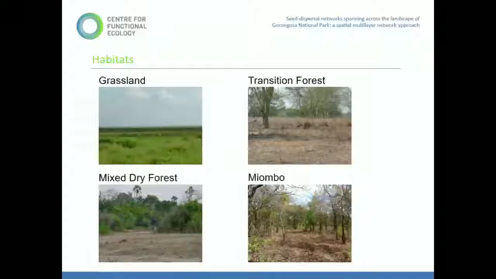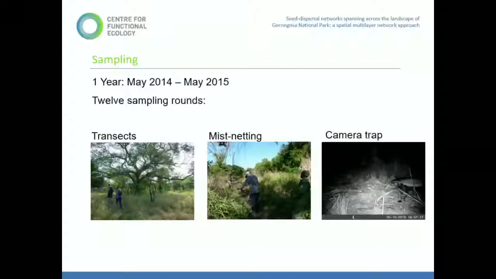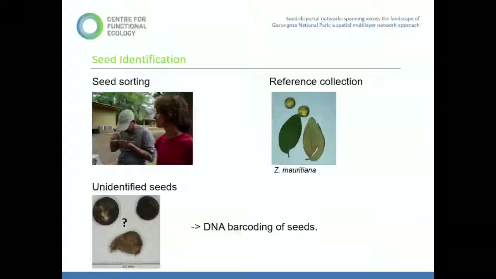So we had our four habitats: the grassland, transition forest, mixed dry forest, and Miombo woodlands. We sampled during one year. We did 12 rounds. We used transects, mist netting, and camera traps to maximize the number of interactions that we would get for our network. We sorted seeds from our samples. We identified them through a reference collection, and when we couldn't do it through a reference collection, we used barcoding, and we put everything in a matrix, and we got our network for Gorongosa.